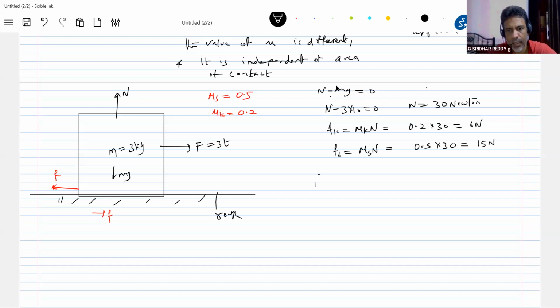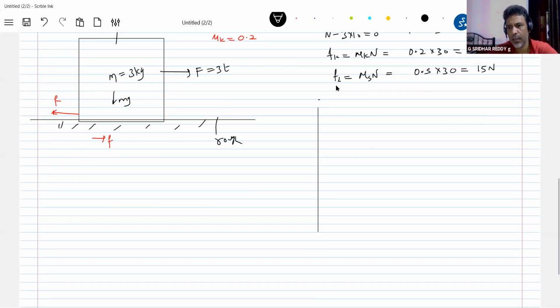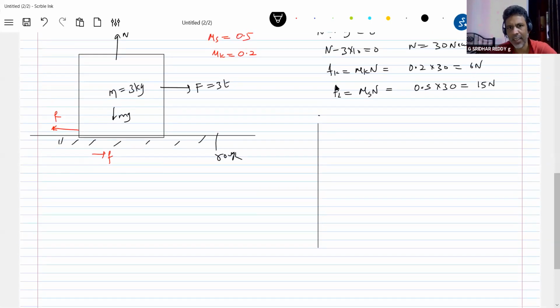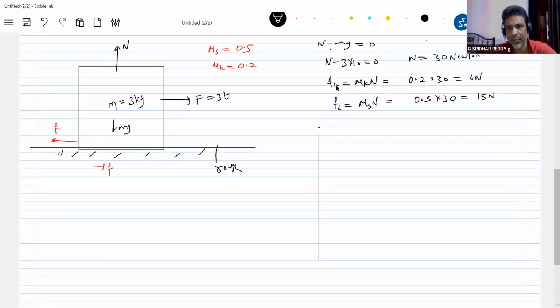There's a very basic thing which will really help you to understand the concept. Instead of speaking theoretically, I'm taking one example itself.